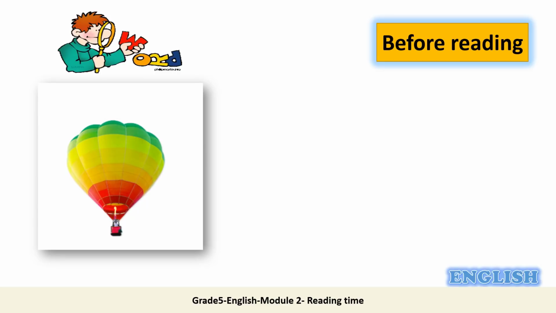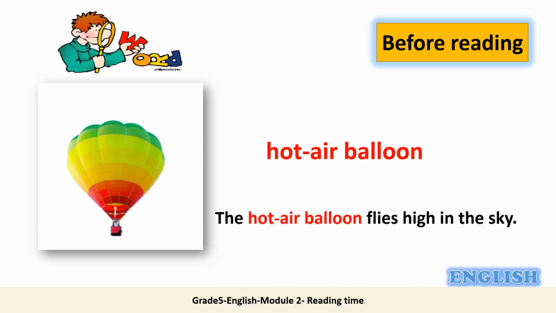Where do you usually find this? Excellent. In the sky. What do we call it? Very good. Hot air balloon. We call it hot air balloon. And here is an example. The hot air balloon flies high in the sky. Do you know what is the part of speech for this word? It's a noun. Excellent.